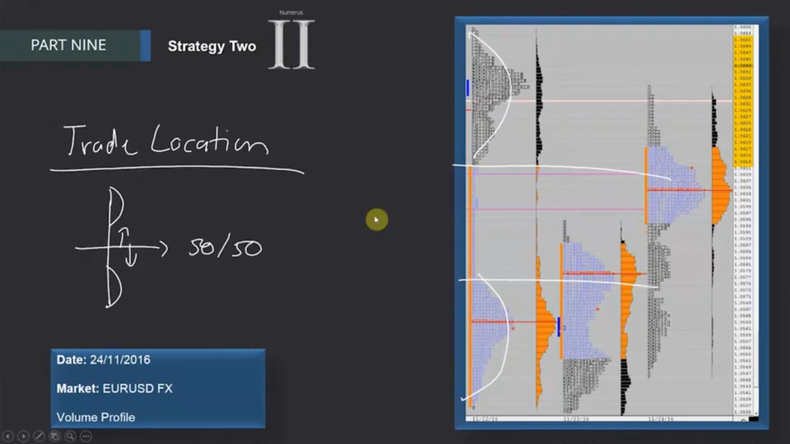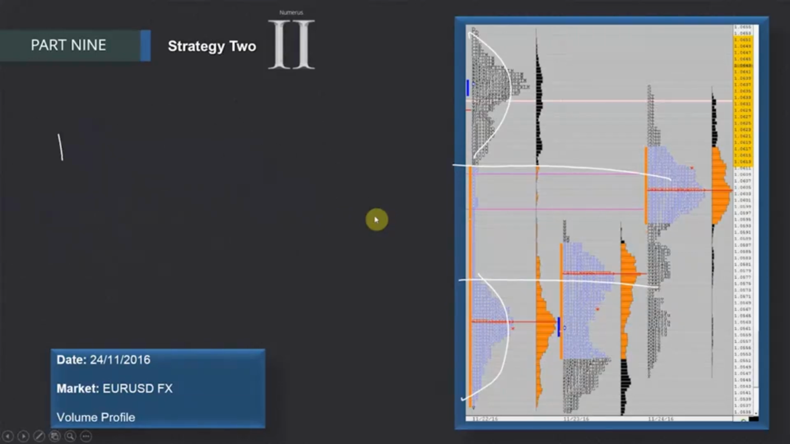So it's important to understand that we look for buy-side opportunities towards the lower end of the low volume area, and we look for sell-side opportunities towards the upper end of the low volume area. Now, again, imperative to understand is the risk-reward metrics of this. In terms of the risk-reward, we are looking for one-to-one risk-reward.